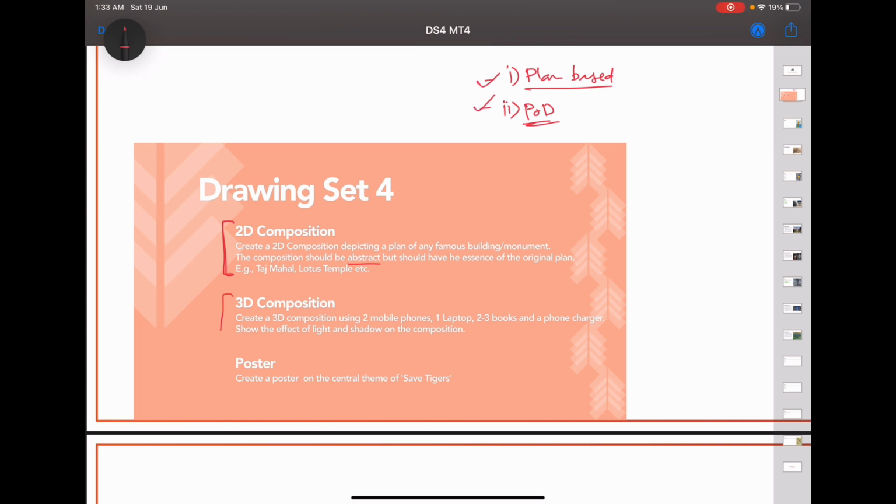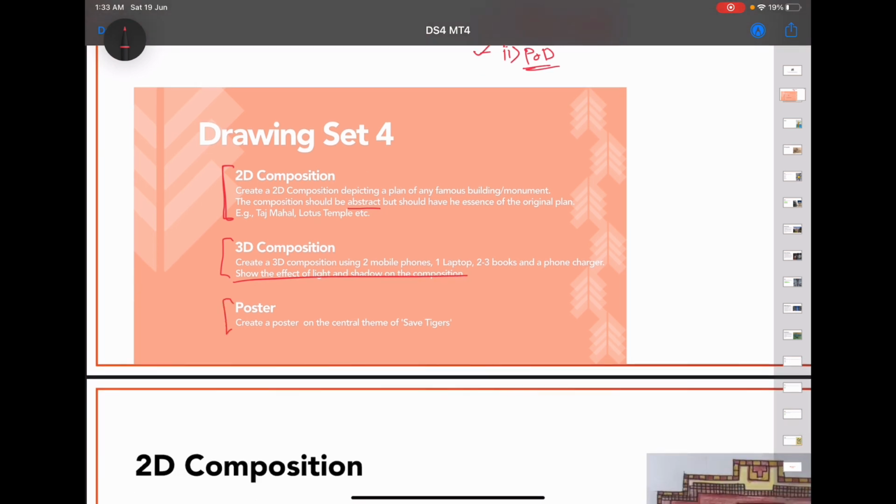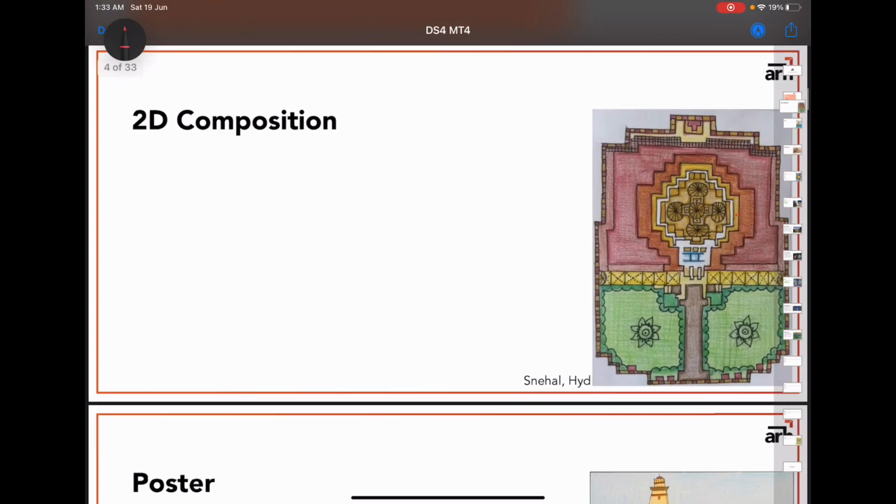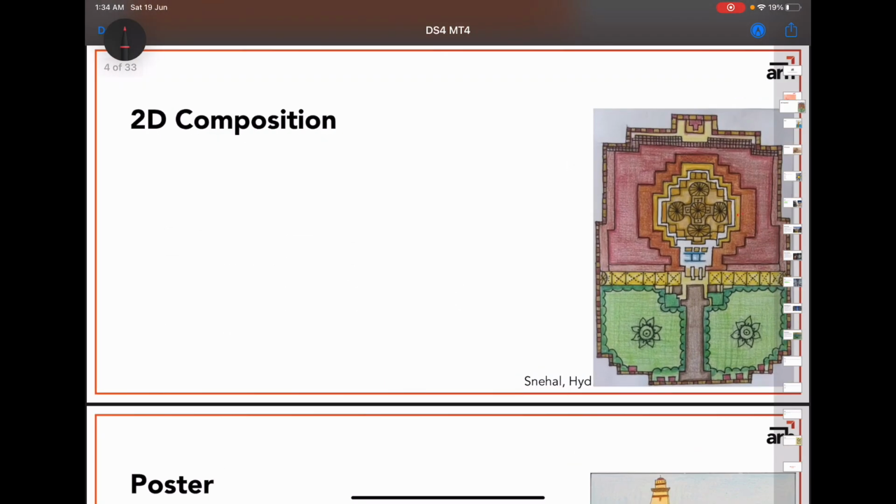Then you have a 3D composition where you had to use two mobile phones, one laptop, two, three books, and a phone charger. Show the effect of light and shadow. Fairly generic question. And you had a poster on the theme of Save Tigers. Now this one is by Snehal. She's from Hyderabad. So in this question, I have two, three points to make.